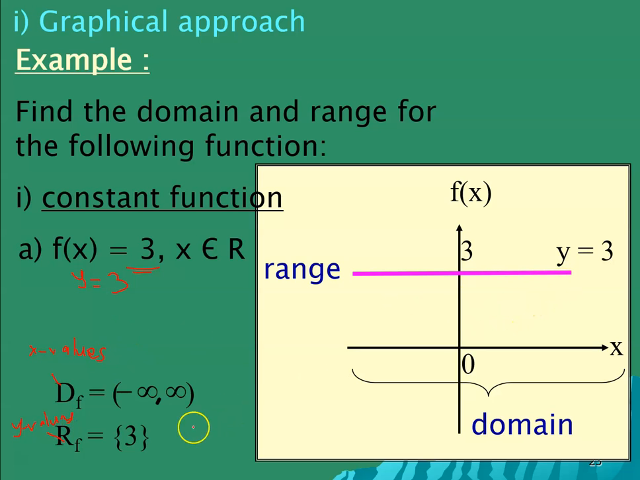Okay, so the domain will be from negative infinity until positive infinity. You can continue this straight line up until the end of positive infinity as well as to the negative infinity. You boleh panjangkan dia. So the domain will be negative infinity until infinity, and the range will be, range akan tetap. Range tu maksud y values ataupun y axis. Y value dia ini sahaja, which is y equal to 3, which is only 3.